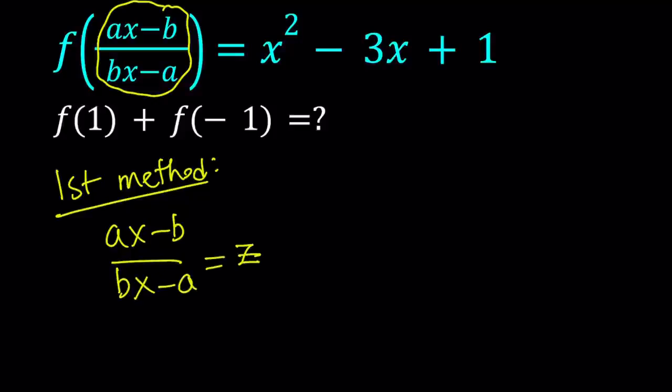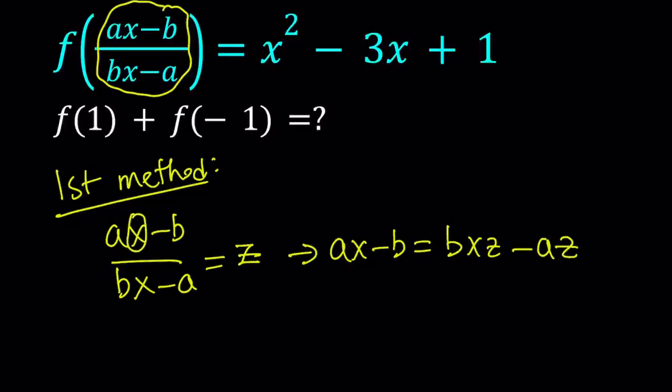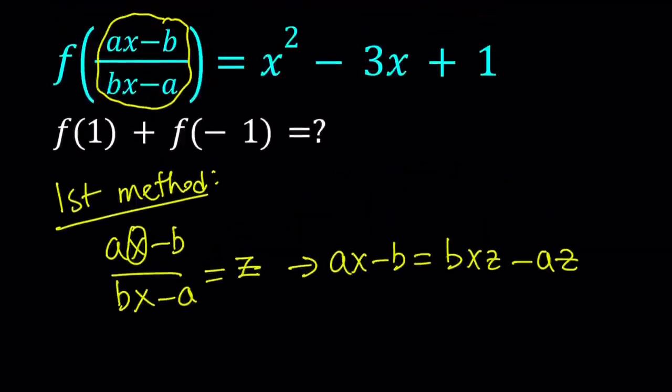I use a different variable. You can use a y as well, but f of x equals y is sometimes a standard way of writing it. That's why I'm avoiding y here. All right, let's go ahead and cross multiply here. We get ax − b equals bxz − az. Here, my goal is to solve for x and be able to write x in terms of z so that I can substitute that on both sides.